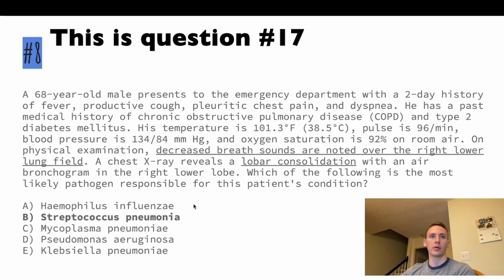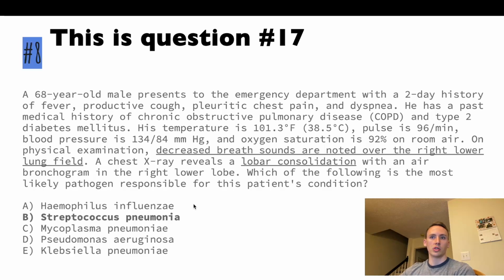C, Mycoplasma pneumoniae is a common cause of atypical pneumonia and is often seen in younger individuals. It typically presents with a gradual onset of symptoms, persistent non-productive cough, and is usually less severe than the typical bacterial pneumonia as seen with Strep pneumoniae. And once again, it's not the most common cause.